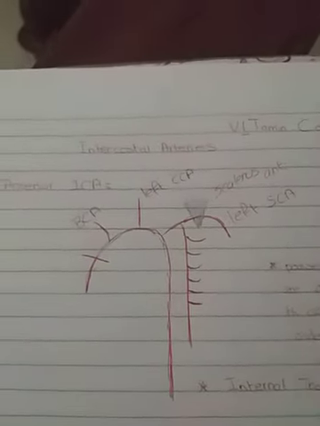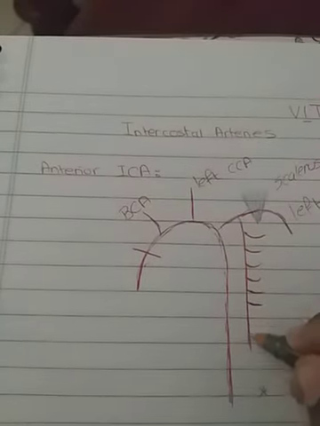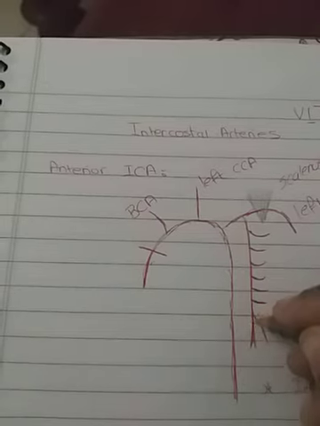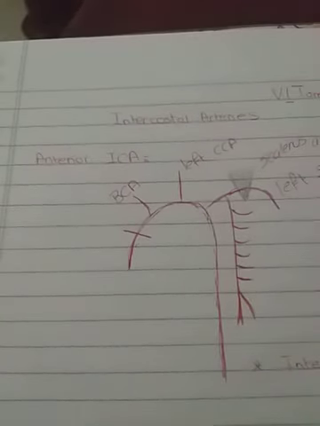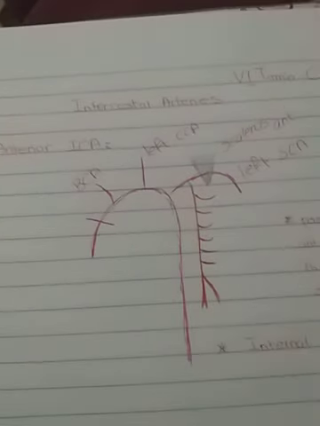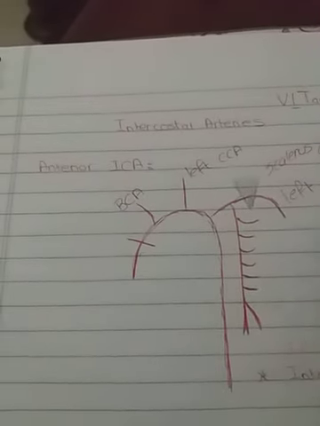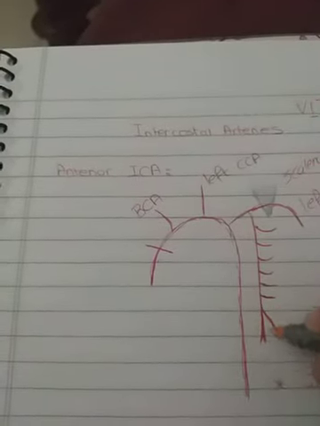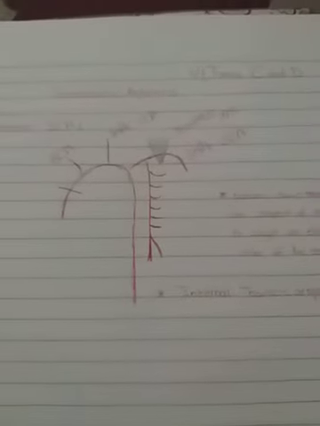Then what happens is the internal thoracic artery ends by splitting into 2. One of its terminal branches is called the superior epigastric artery, and that's just going to go off to the abdomen and do whatever it does down there. The other one is called the musculophrenic artery.